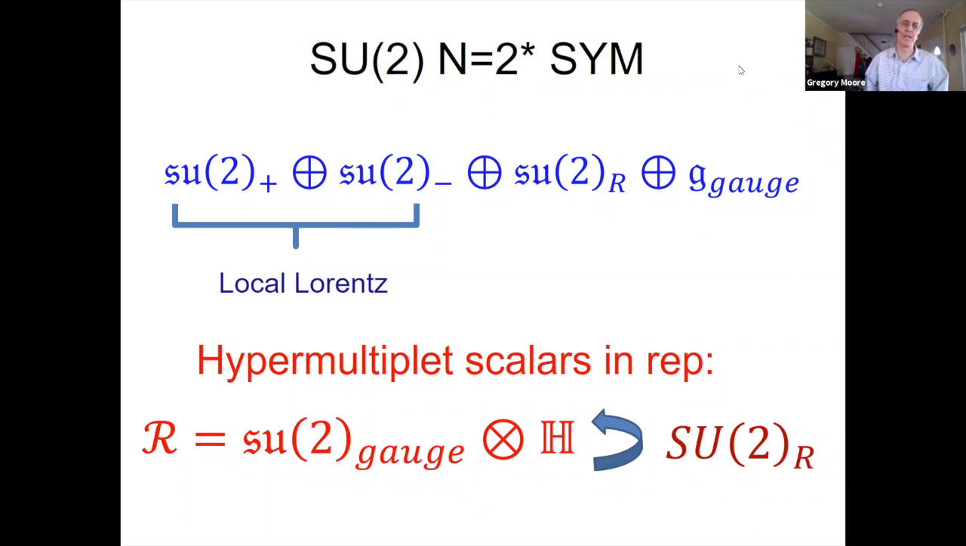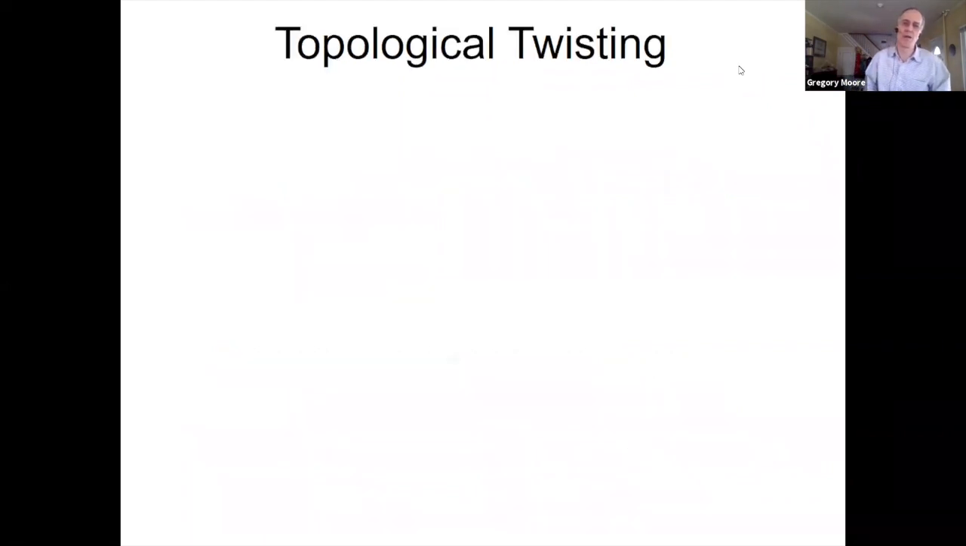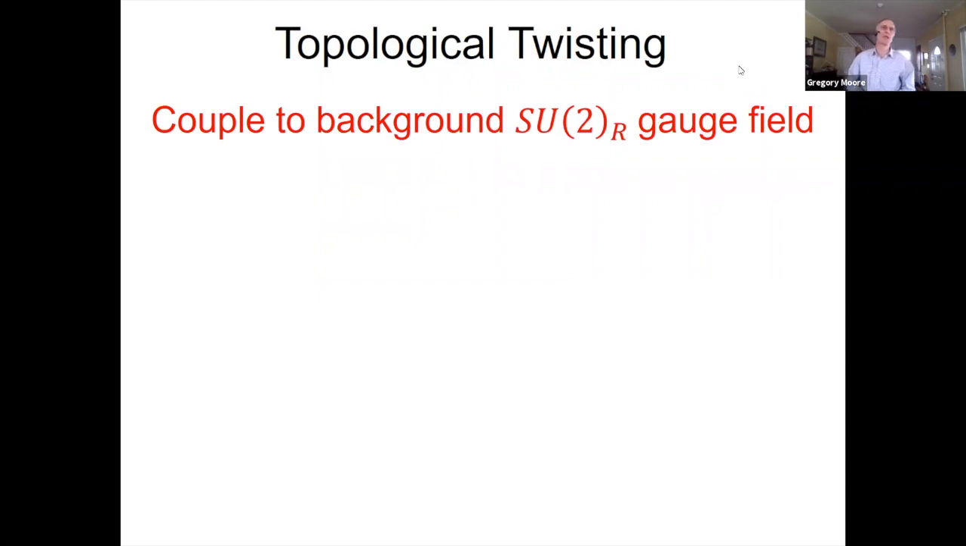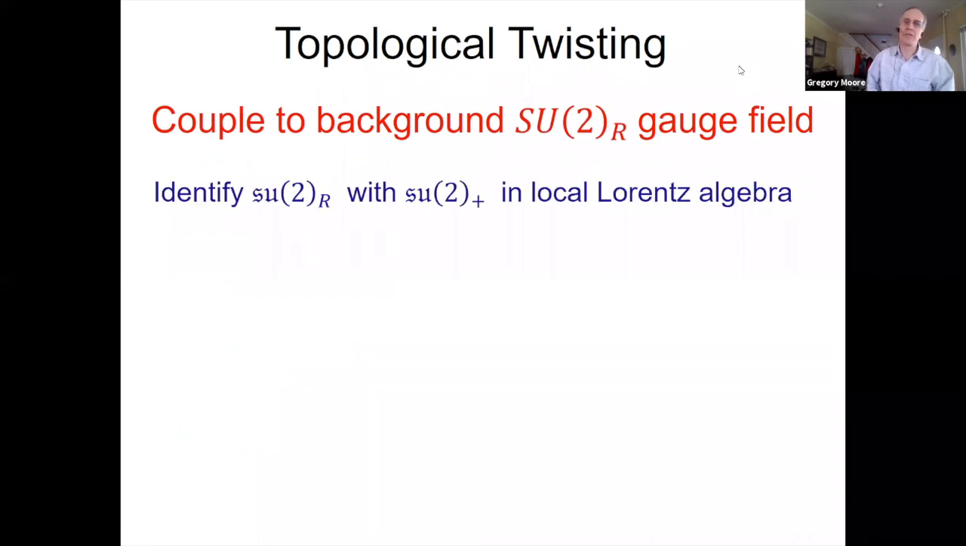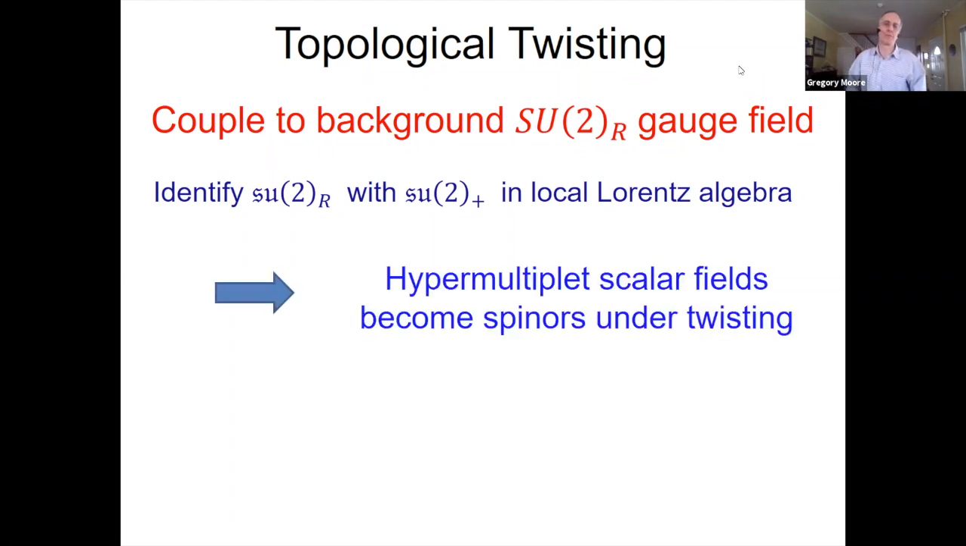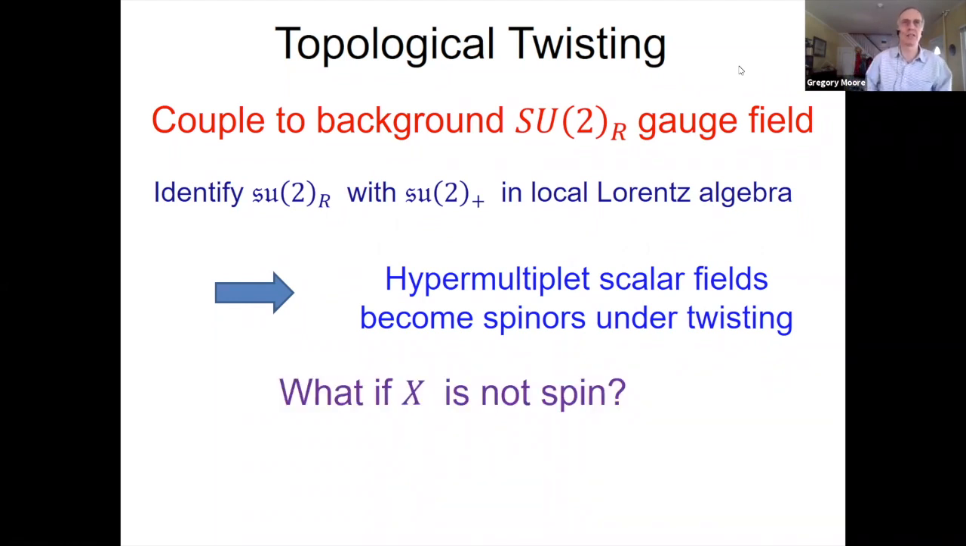So that means that if we assemble the quaternions into a doublet of two complex scalars, it's a doublet of SU(2)_R. That's important because in topological twisting, we couple to a background SU(2)_R gauge field. We do that in such a way that we can identify the SU(2)_R symmetry with the SU(2)+ in the local Lorentz algebra. And that means that our hypermultiplet scalar fields become spinors under topological twisting. So that raises the question, what if X is not spin?